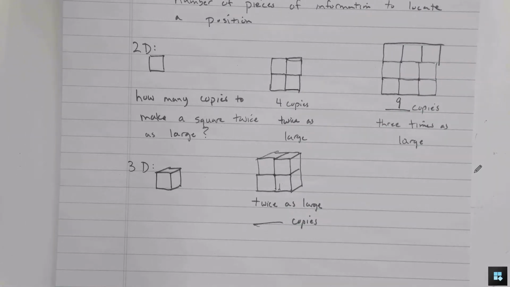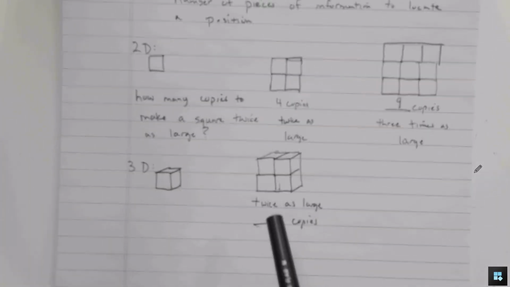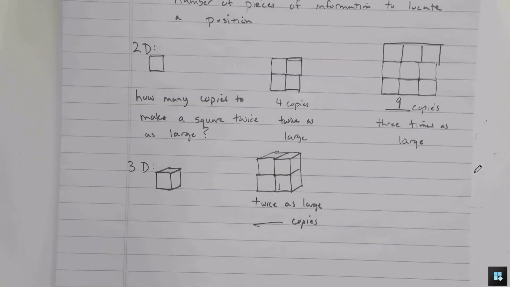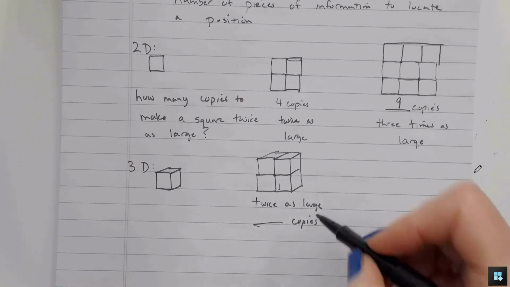So if I stack 4 cubes up, is that going to be twice as large as the original cube? Is this sufficient? Is that twice as large? It's twice as wide, twice as tall. Is it twice as thick? No, it's not twice as thick, is it? Okay, so we need another row behind it.